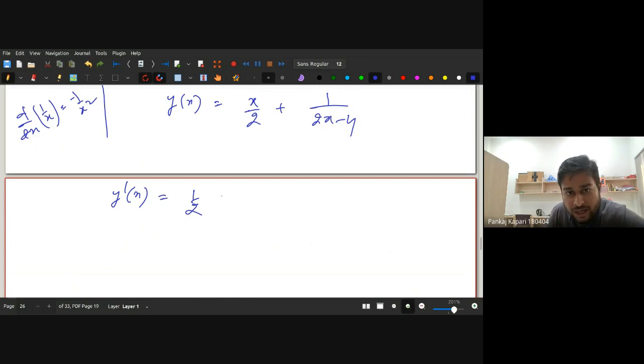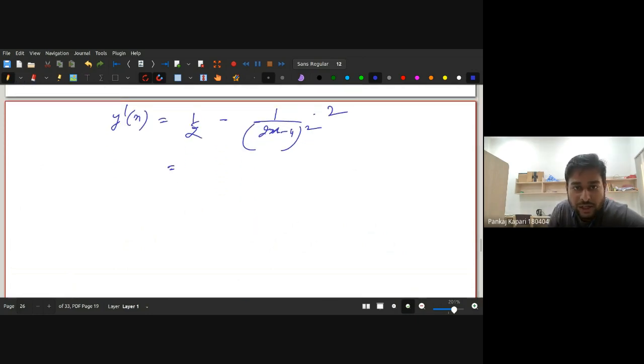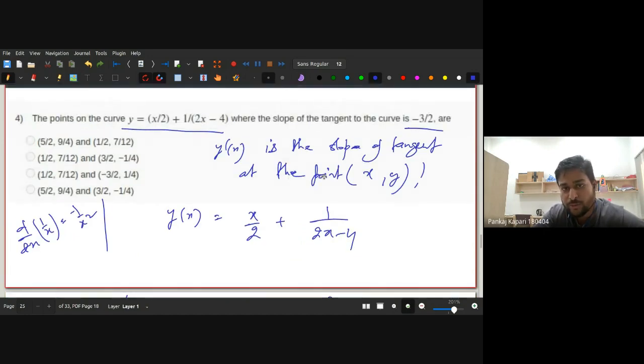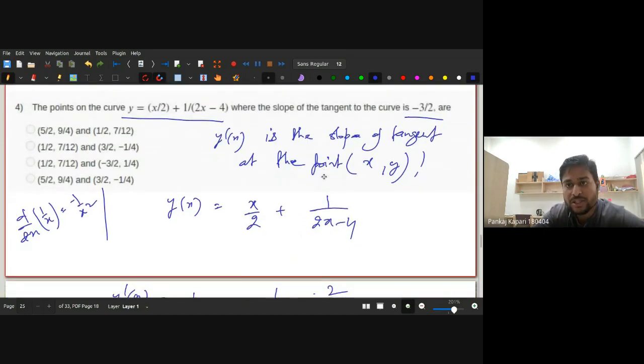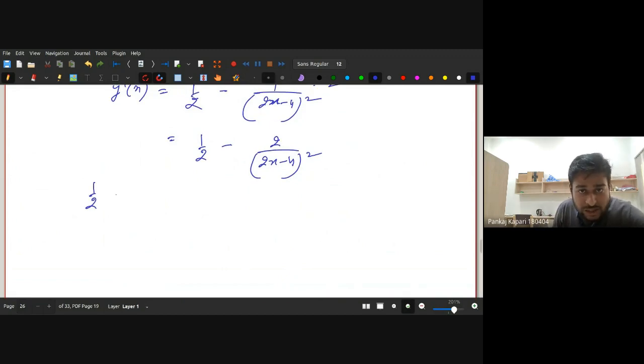And for finding that, this is just 2x minus 4 whole square, multiplied by the derivative of 2x minus 4, which is just 2. This is our derivative: half minus 2 divided by 2x minus 4 whole square. Now we have to find those values of x for which the slope is equal to minus 3 by 2, right? So let's equate this thing.